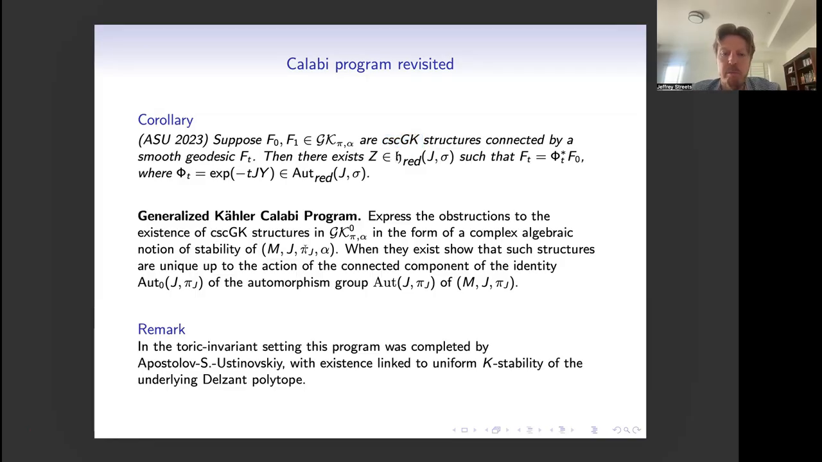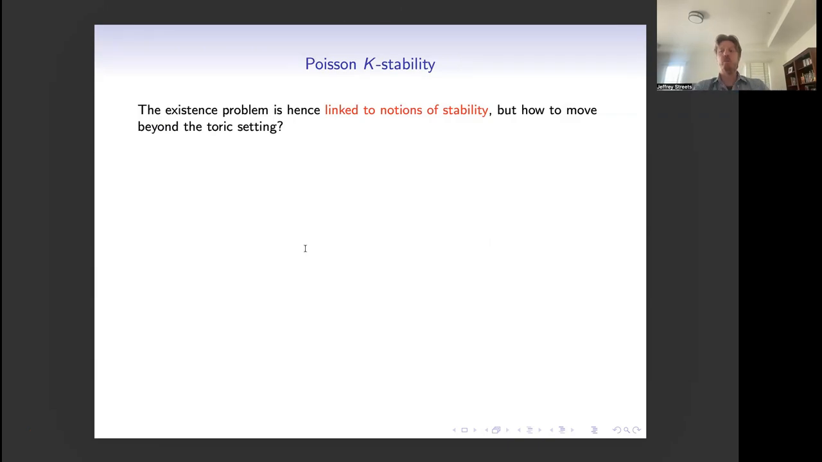Okay. But so yeah, what the toric case is telling us, which of course we already knew from the Kähler story, is that there should be some notion of stability underlying this existence problem. Okay, but then how do we move beyond the toric setting?